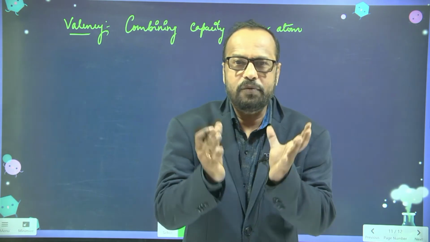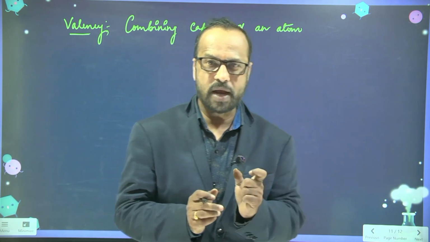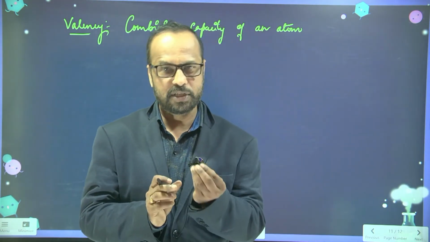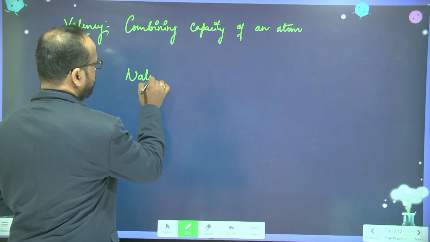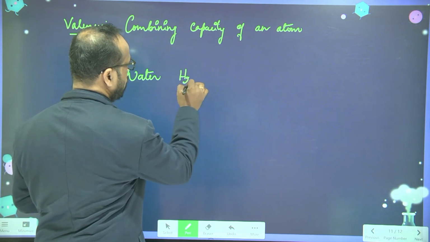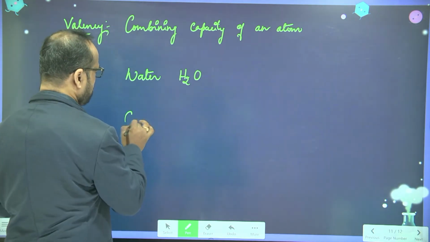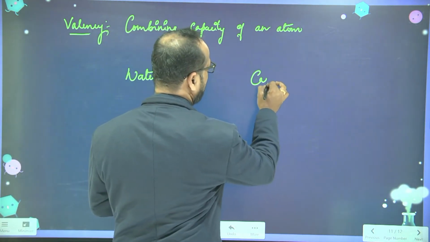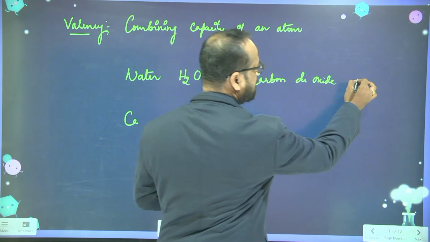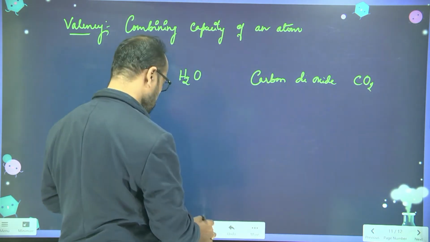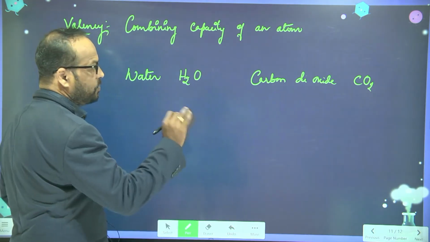So, what is a combining capacity? Means generally one element will combine with the other elements. See students, you are in 8th class. You know what is the formula of water, at least simple formulas you know. So the formula of water is H2O. Similarly, also know like simple one, carbon dioxide. Here I write carbon dioxide. You know what is the formula of carbon dioxide? CO2, right. So here water formula is H2O and carbon dioxide is CO2.